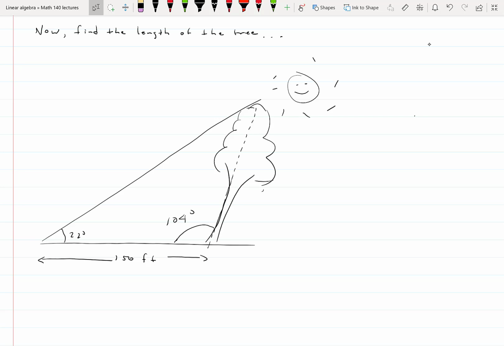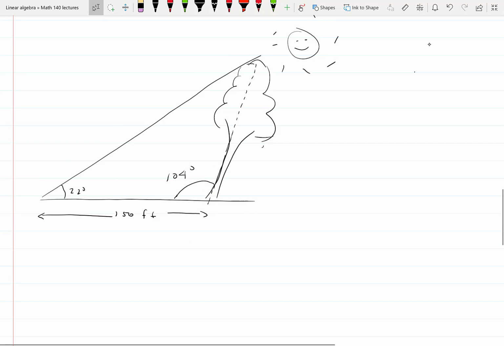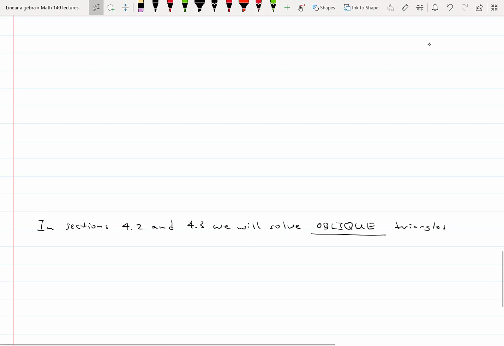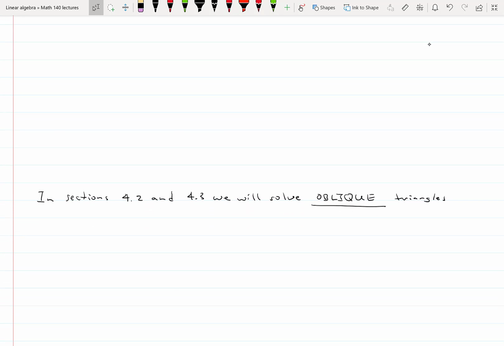Why not? Well, because if we're going to use the 6 trig functions in triangles, they depend on the triangle being a right triangle. So what we do in this section and the next section is solve oblique triangles. We'll develop 2 very simple techniques that can be used to solve triangles that don't have right angles in them, oblique triangles.